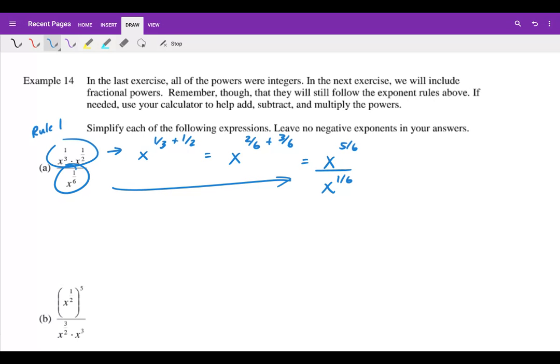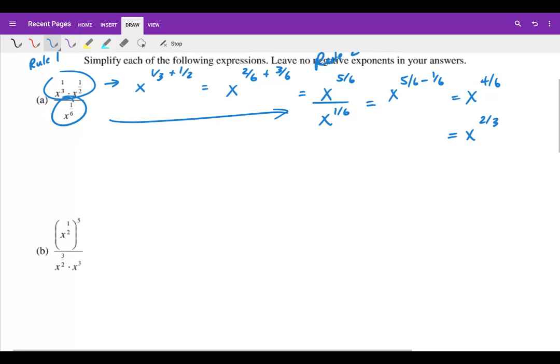So now we got x to the 5/6 over x to the 1/6. That's rule 2. That's subtraction. So we got 5/6 minus 1/6, which is 4/6. And believe it or not, you can reduce these, and they are still equivalent. So that's going to be my final answer. It'll just be easier to work with in the future.